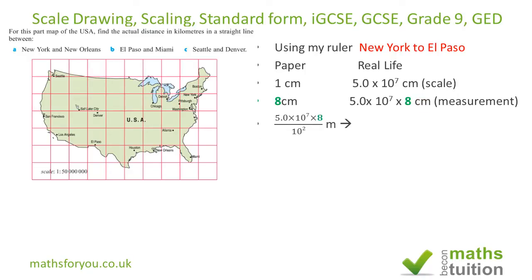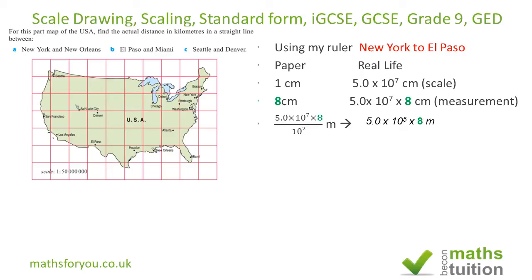Now, we need to change these centimeters to meters first, and because we know that there are 100 centimeters to 1 meter, we divide that by 100. Now 100 has got 2 zeros, that's 10 squared, and we've got 10 to the power 7 there. Because you're dividing indices, you subtract the bottom from the top, so 7 minus 2 will give me 5. So my answer should be 5.0 times 10 to the power 5 times 8 meters.